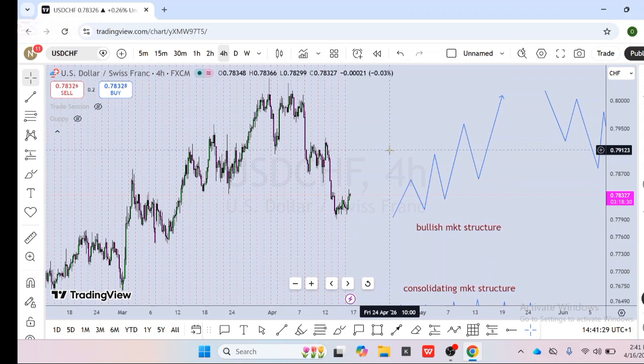And so in the markets, we have three types of market structure. If you look at the chart, you'll see that the chart is represented in waves. It's not just a straight move, it's represented in waves and in patterns. These are known as structures. We have three types of market structures.